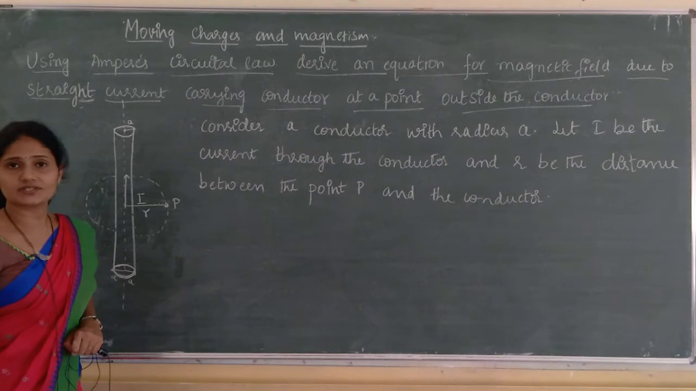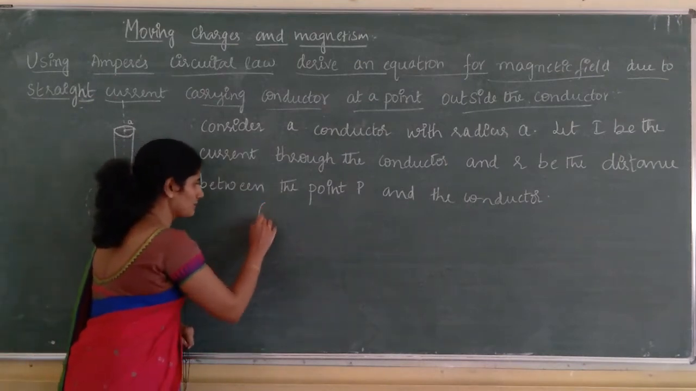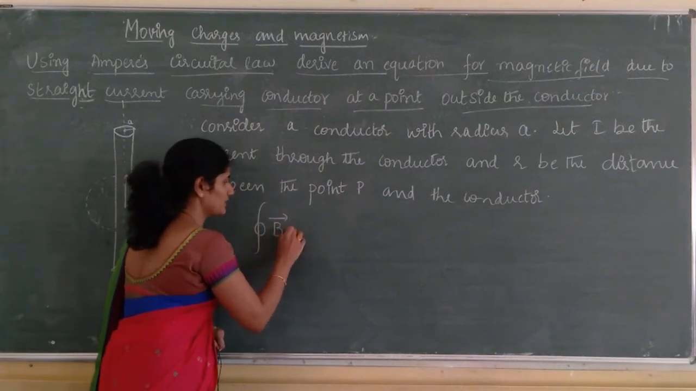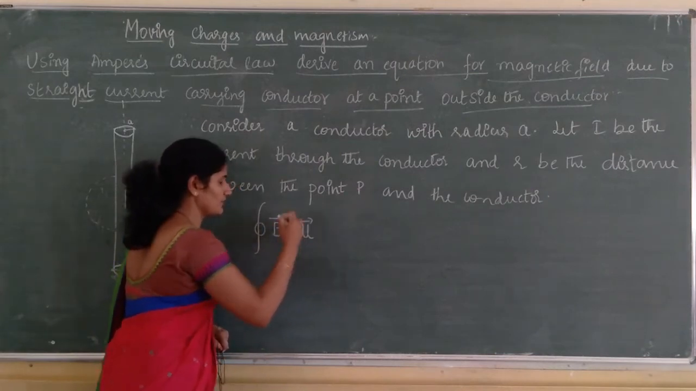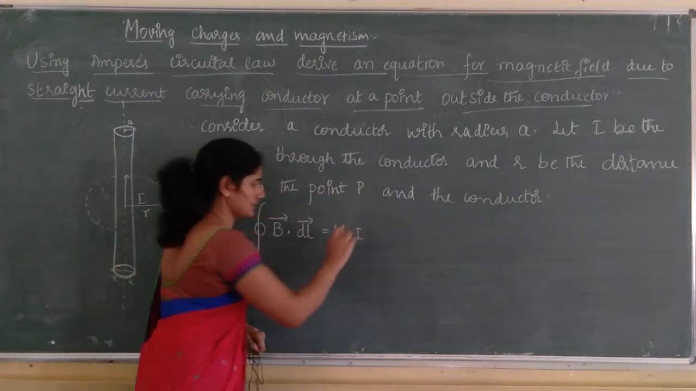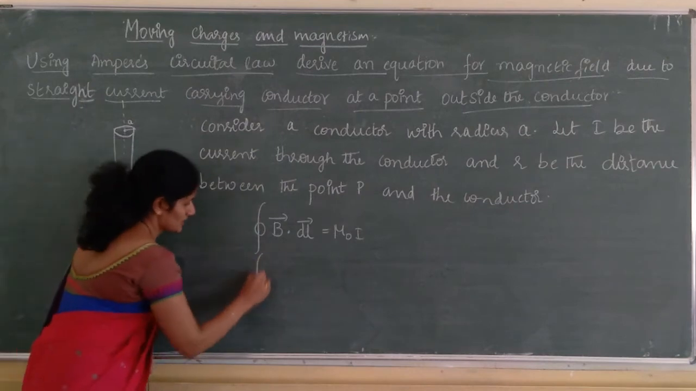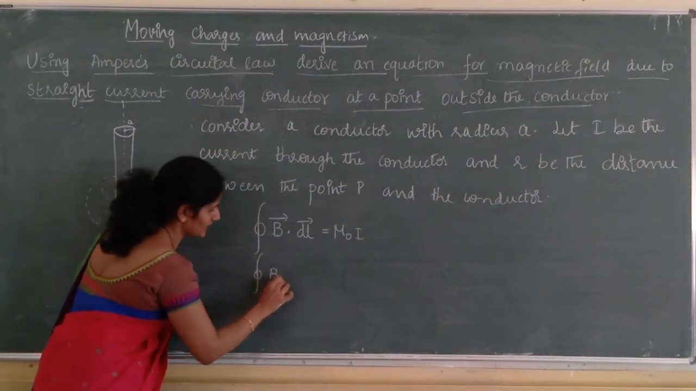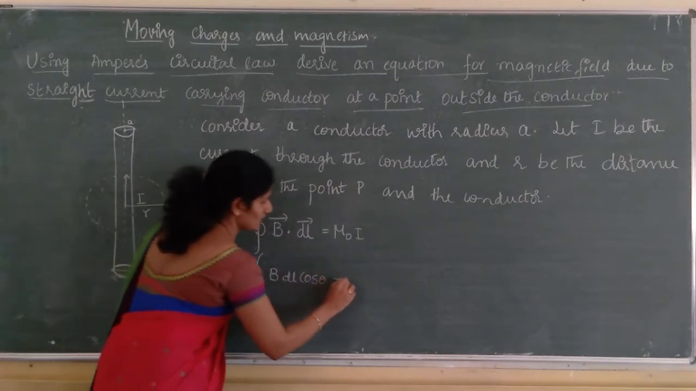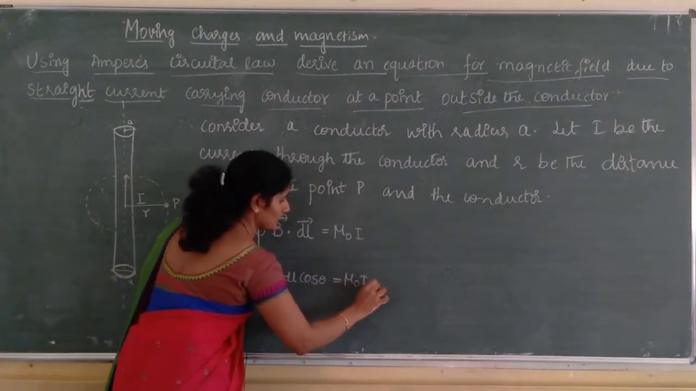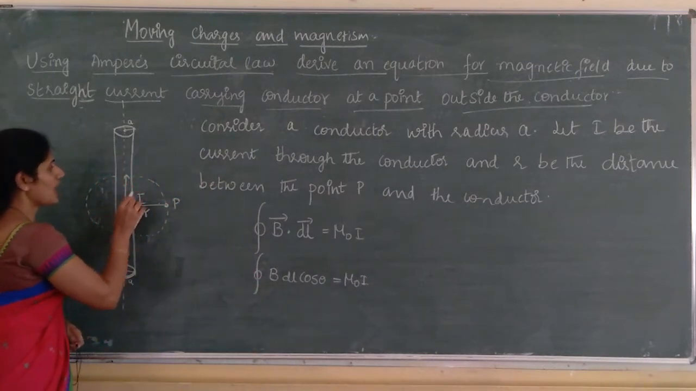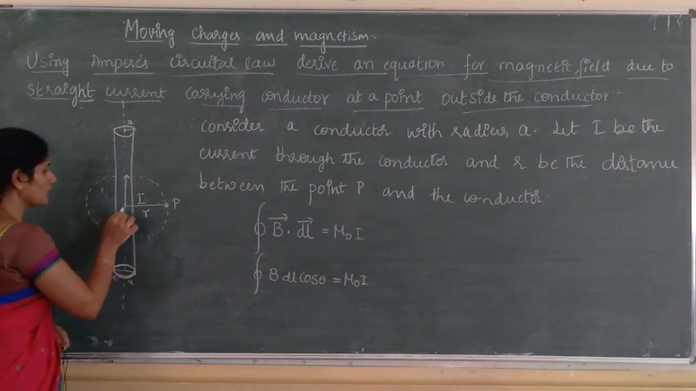Let us use Ampere's Circuital Law. According to Ampere's Circuital Law, closed line integral of B vector dot dl vector is equal to mu naught into I. So, B dot dl is B dl cos theta, which is equal to mu naught into I. We know that. So, R is same for all the points.